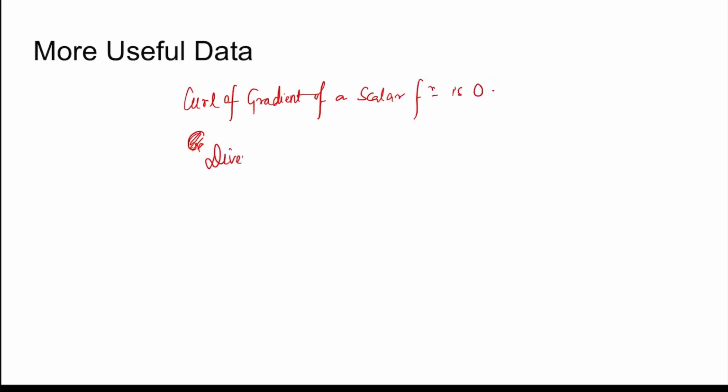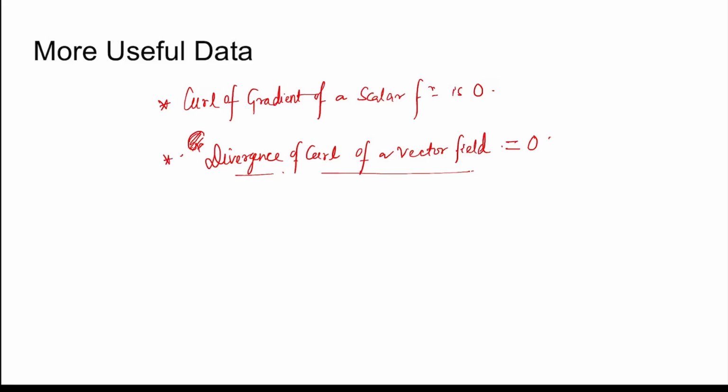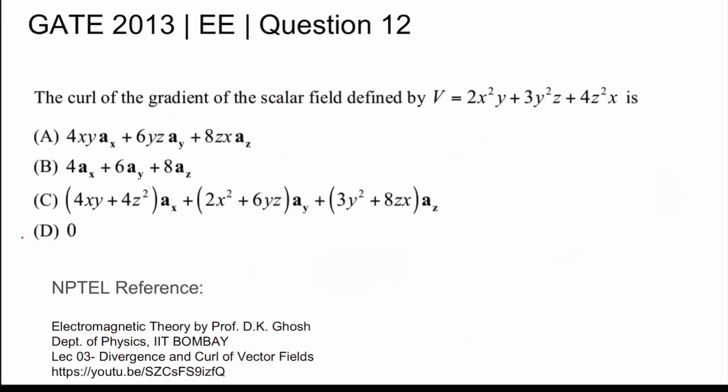Similarly, the divergence of curl of a vector function or vector field, that is, first you do curl of a vector field and then the divergence of curl of a vector field is always also 0. So these 2 points you need to remember. So the answer is option D. So option D is the correct answer for this problem.